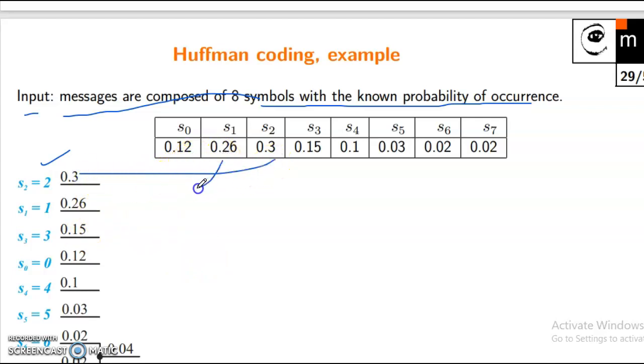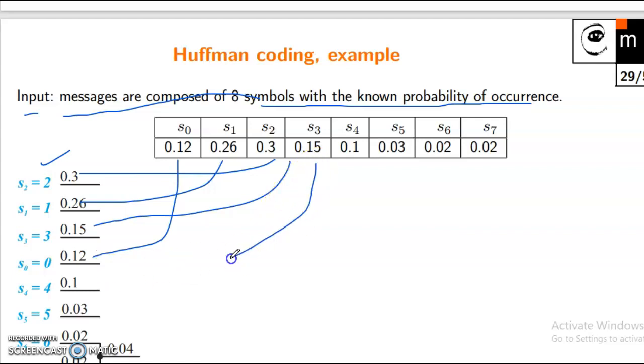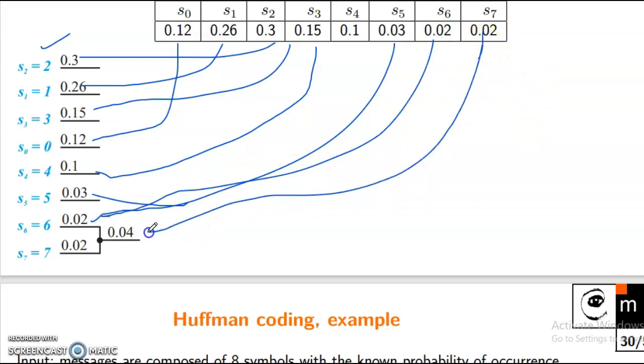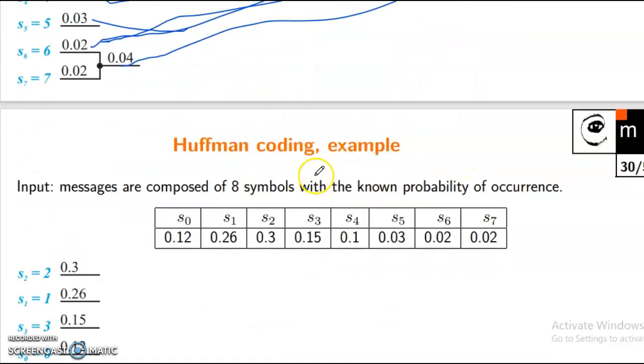S2, S1, S3, S0, 0.12, and then S4, S5, the two smallest probabilities are combined, giving 0.04.